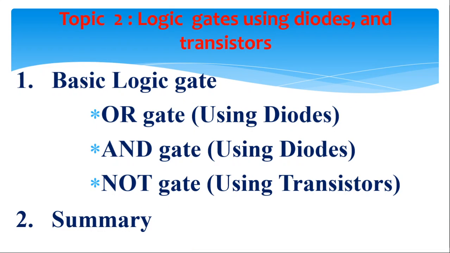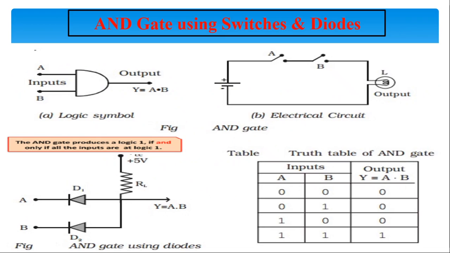In the previous lecture, we discussed the basic logic gates, the definition of a logic gate, applications of logic gates, and the working of the OR gate using switches and diodes. In this lecture, we will discuss the AND gate using switches and diodes, and the NOT gate using switches and transistors. Let us now talk about the AND gate using switches and diodes.